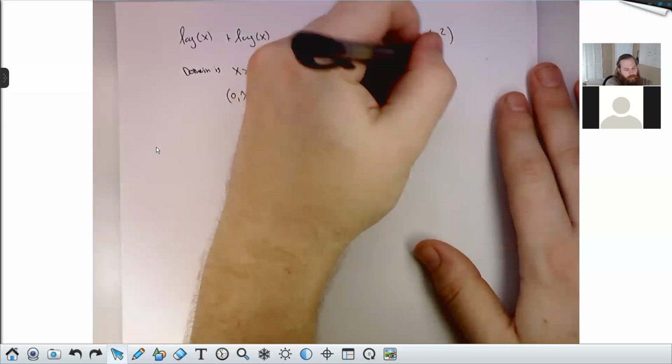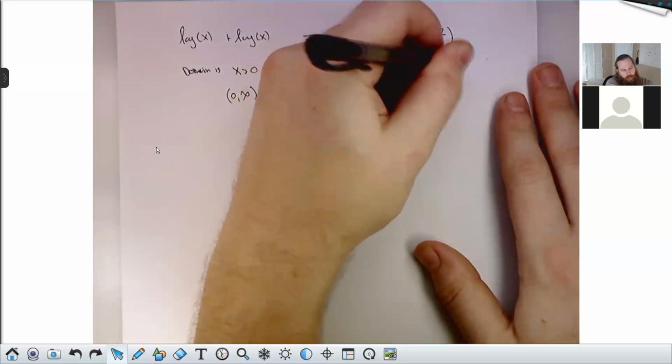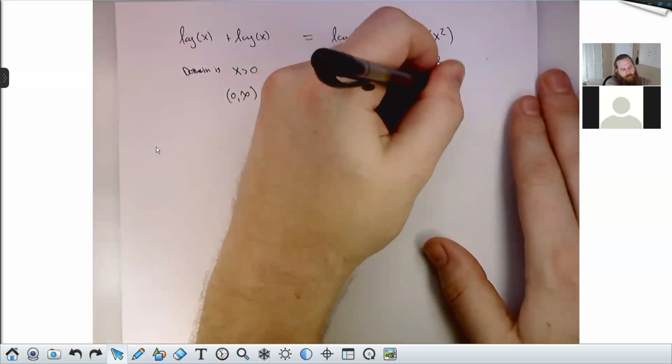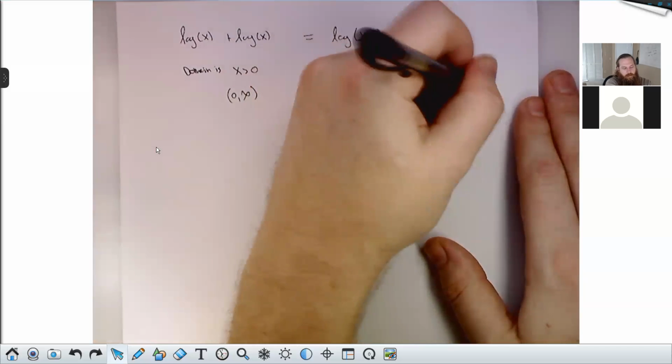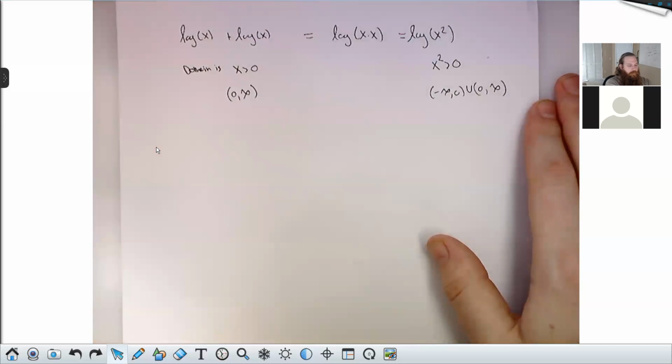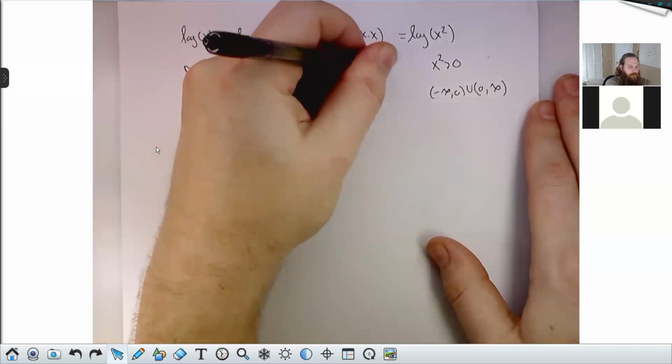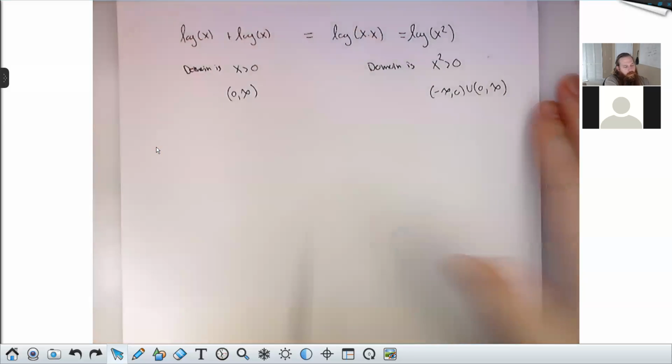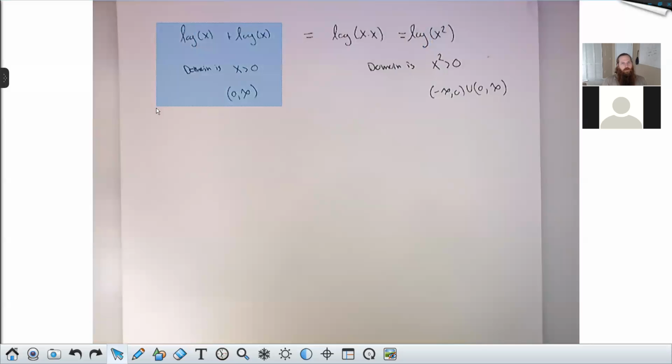Over here, you need the inside of the log to be positive, but now that's negative infinity to 0 unioned with 0 to infinity. So because these rules alter the algebra of the inside of the log, even though this is equal to this everywhere they're both defined, this guy is defined in more places than this guy is.